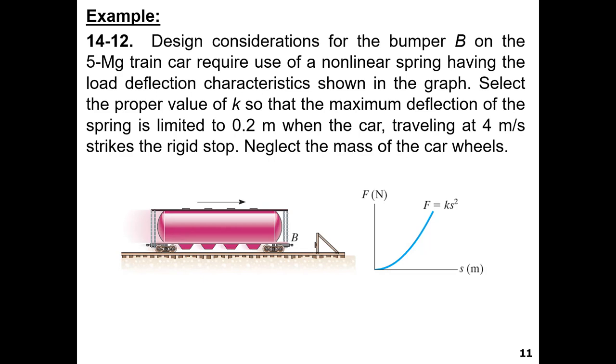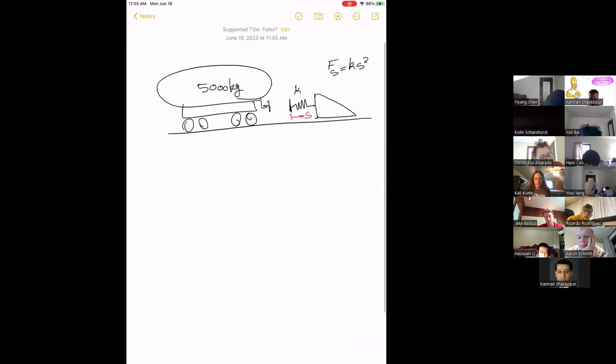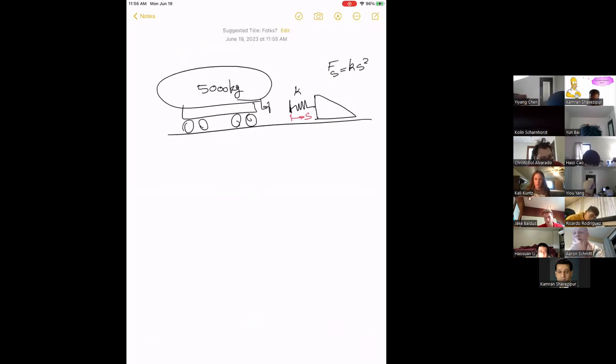Let's go to the tablet and see how we solve this. So this is technically how the system looks. You have a spring here. Its displacement starts from here, this S, and your train car has a velocity of 4 meters per second. And your spring force goes, as I said, Ks squared.